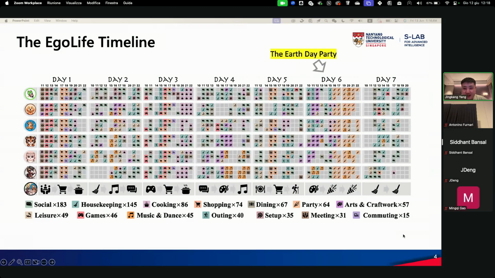To make sure they have a concrete life goal during the week, we ask them to collaborate to organize an Earth Day party on day 6, so that they have diverse but coherent activities. They have a meeting and shopping on day 1, some singing and dancing rehearsal on day 2, practice some cooking on day 3, and so on. People gradually get familiar with each other, so the interpersonal dynamics can be traced.